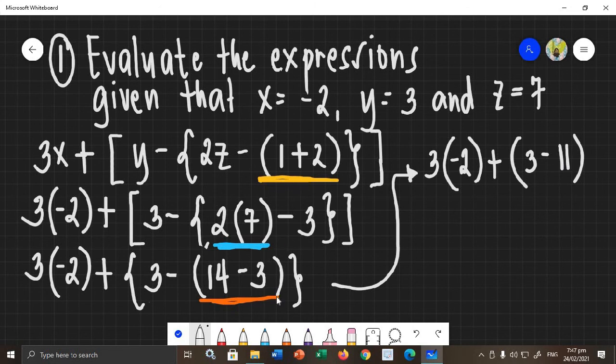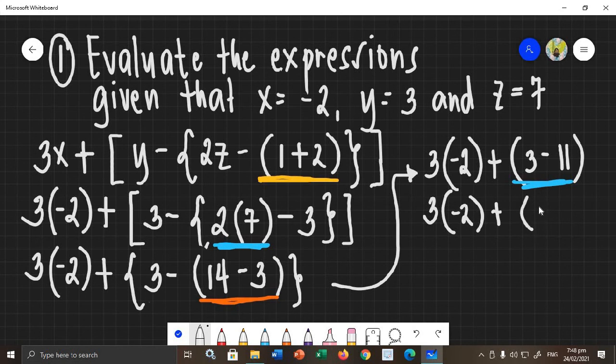And always remember na when you apply Gemdas, the solution must be, or the computation must be from left to right. Hindi pwede na right to left mo siya solve it. Dapat from left to right. Okay? And then we have 3 times -2 plus itong nakagroup. We need to get rid of this. So, solve natin. 3 minus 11, that is equal to -8.